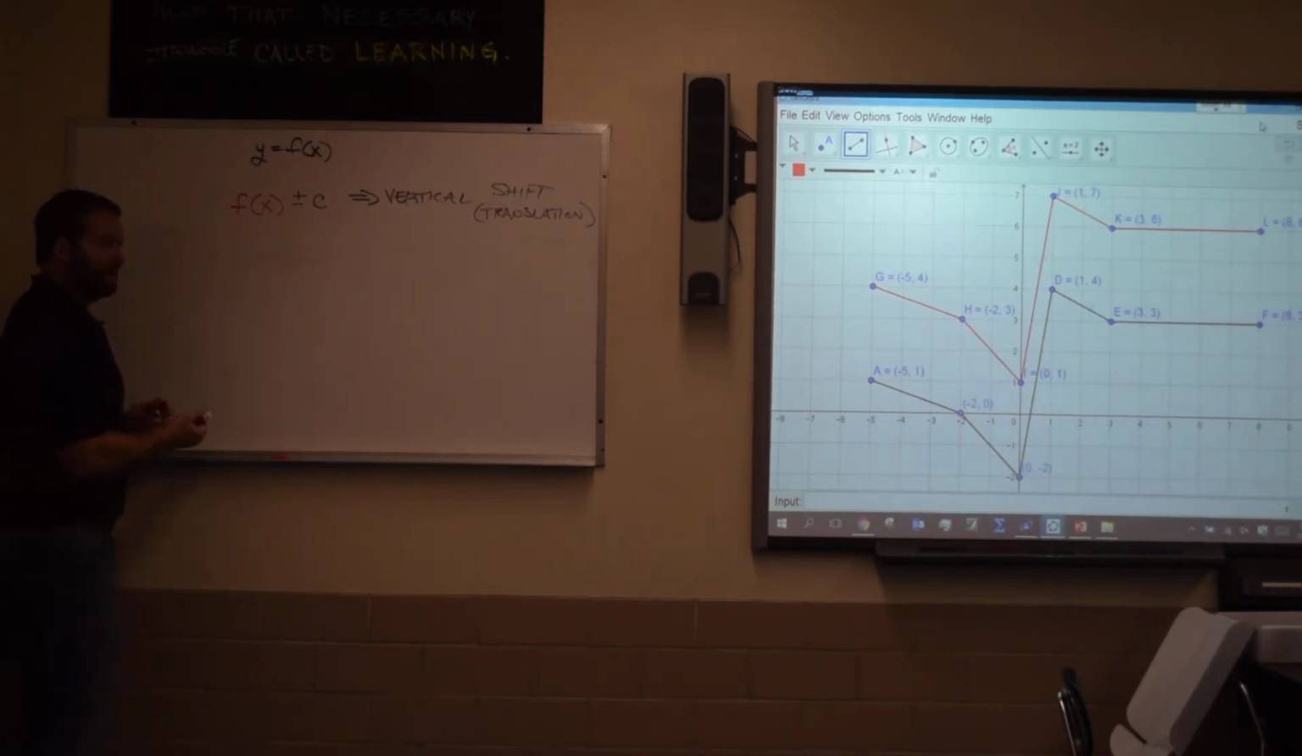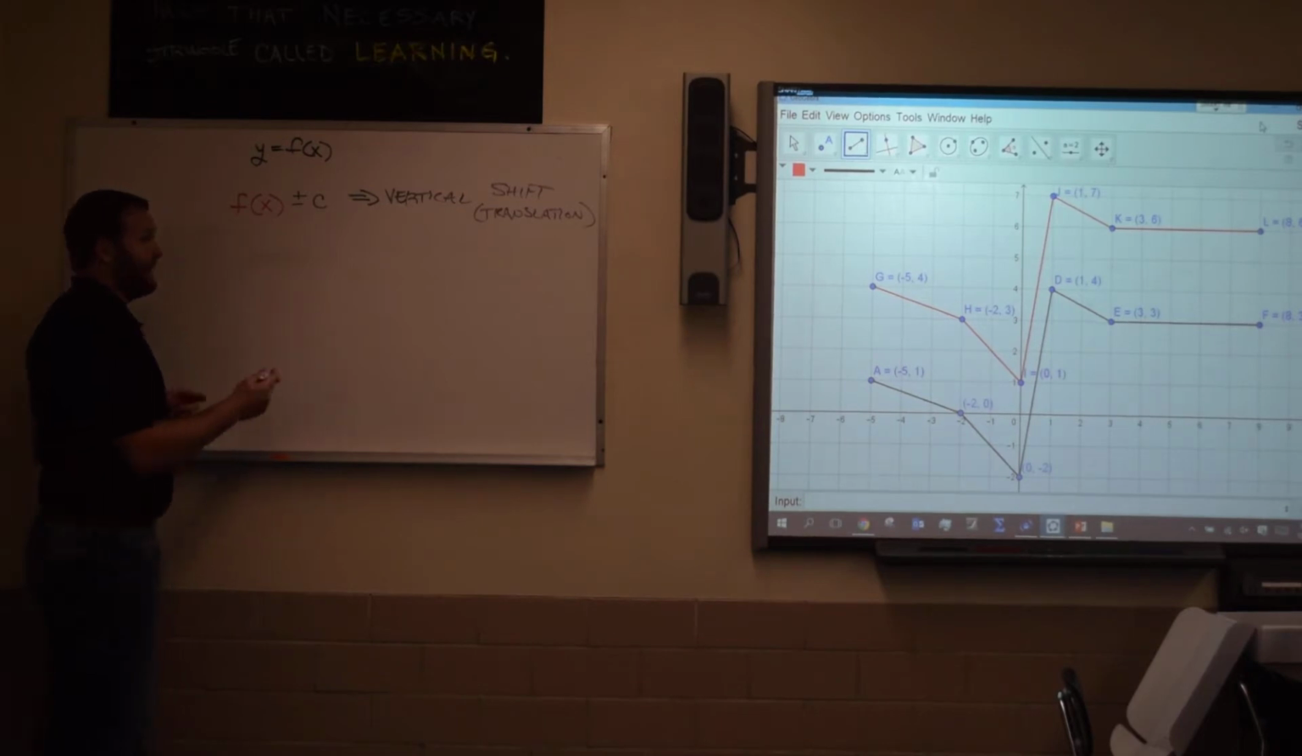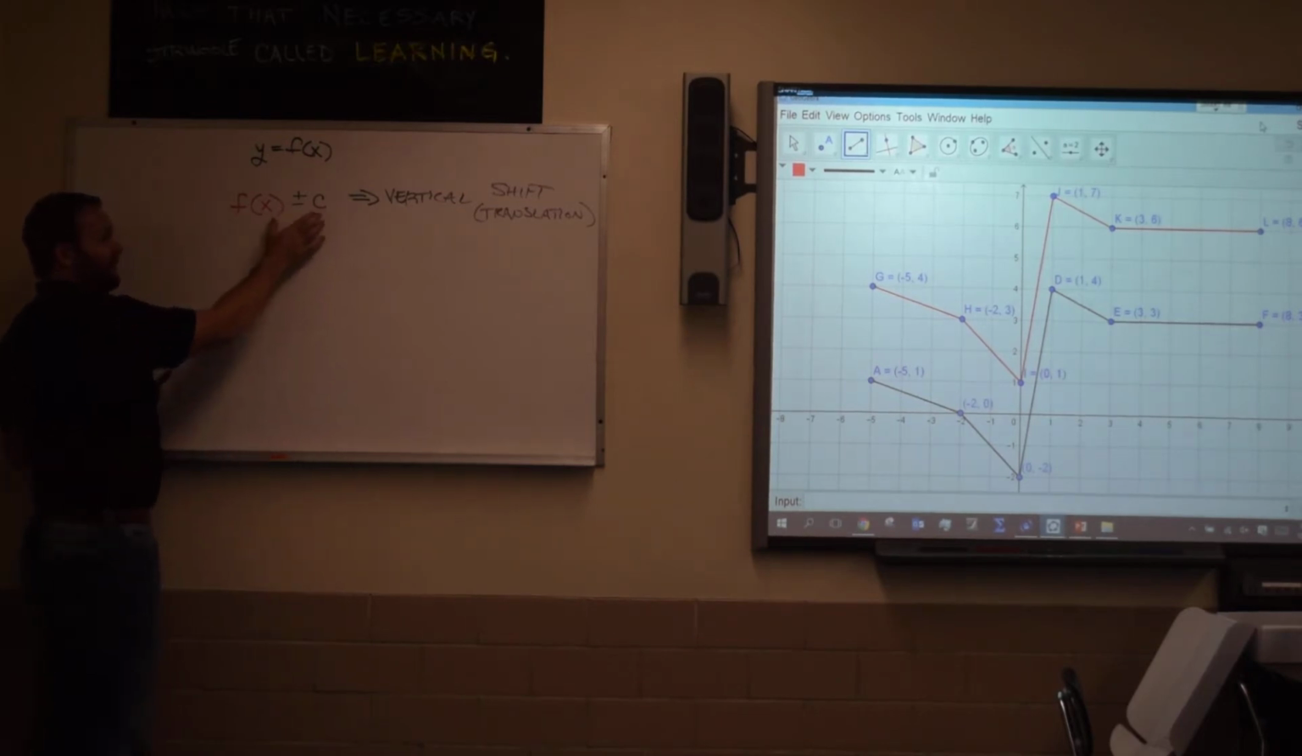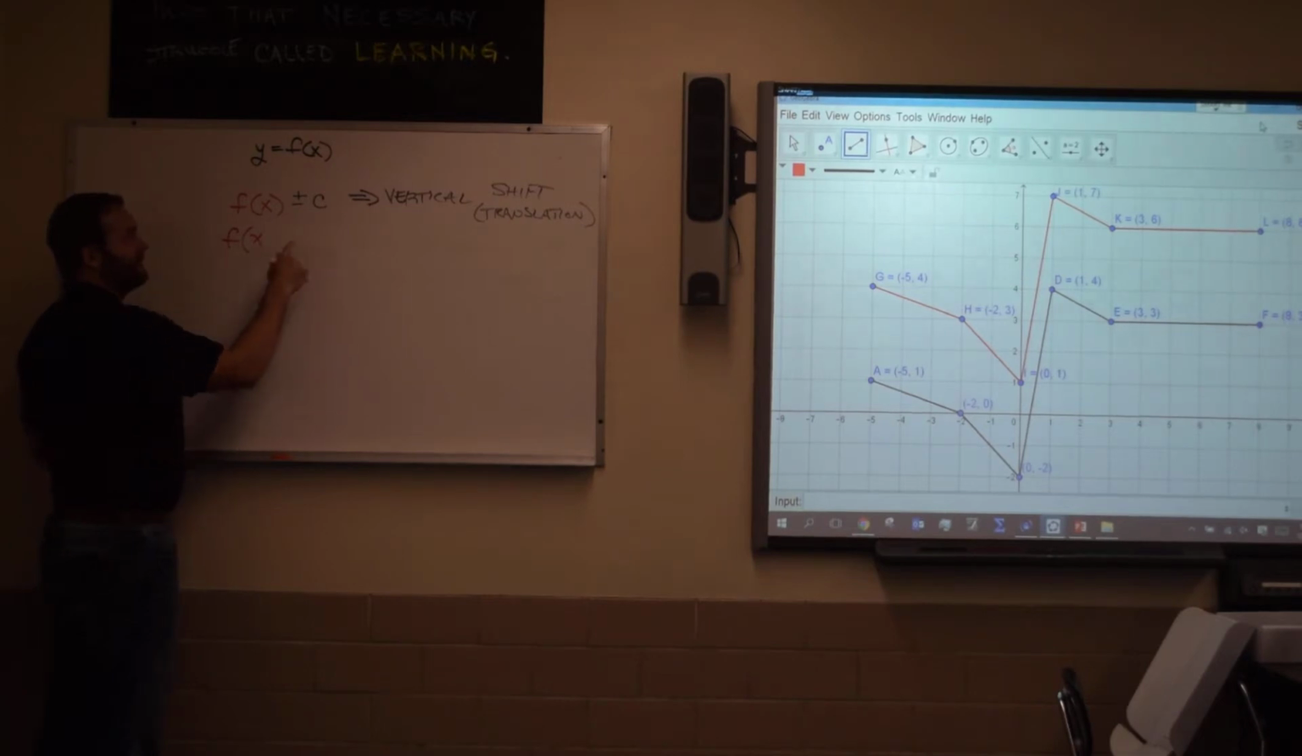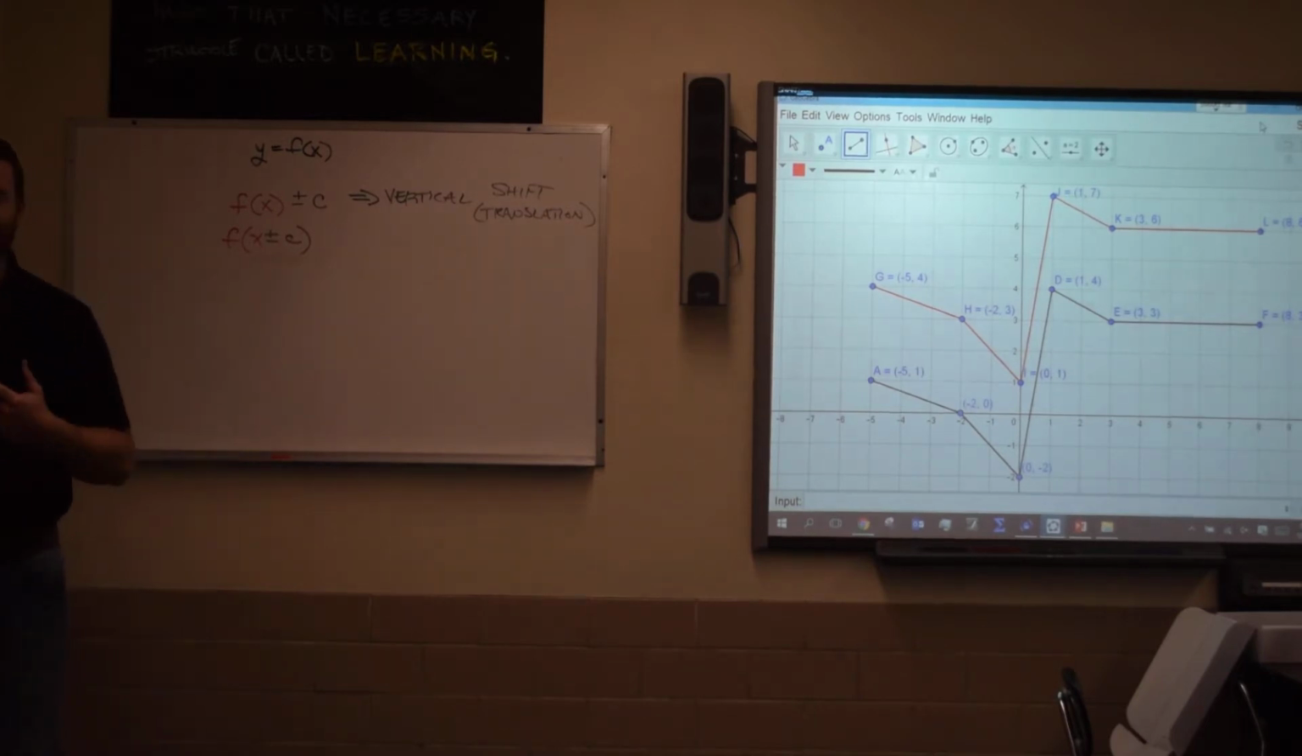Well, let's add something to the x value then and see how that impacts things. So this is impacting a y coordinate. To impact an x coordinate, we're going to take f of x, but instead of adding c to the end of it, we're going to add c on the inside. We're going to add c to x.